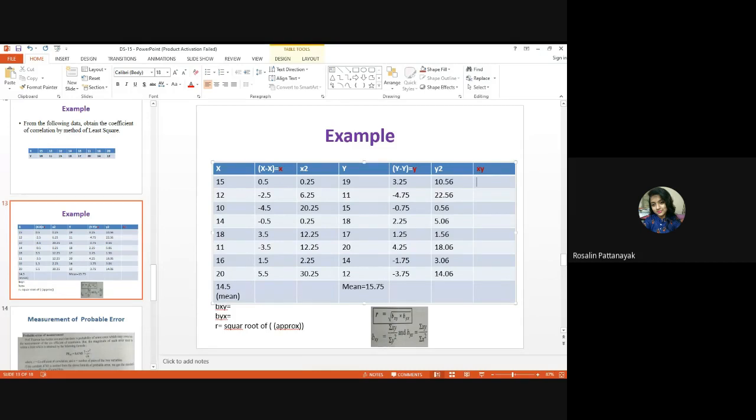Nine 9.5. You calculate your own answer. After getting the correct one, then I will solve that one.